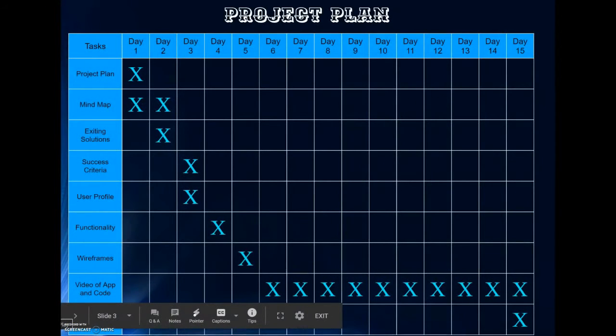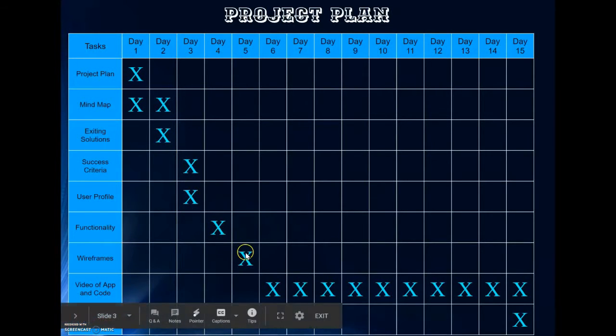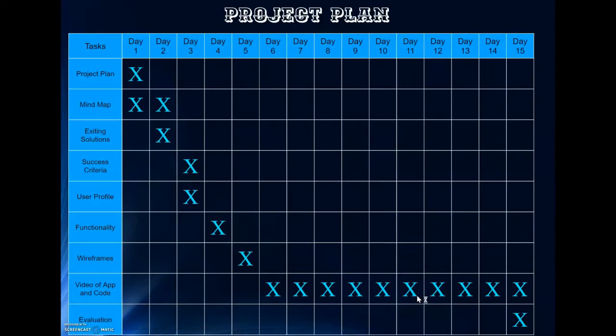My project plan. So this is a plan of what I aim to do each day for this assignment. On the first day, I wanted to do this project plan and then start the mind map. Then I worked on the existing solutions, success criteria, functionality, wireframes, and then for the next 9 days, I worked on my code. And on the final day, I worked on the evaluation.